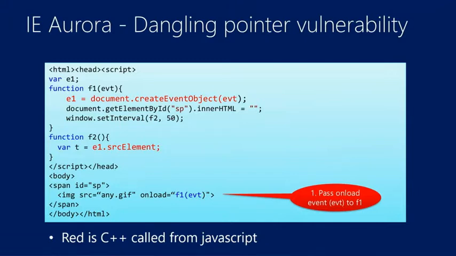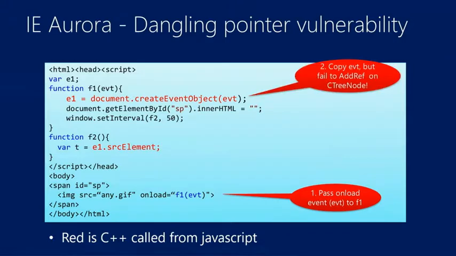So we're going to pass an onload event to a function, f1. Then we're going to copy that event data structure, and we're going to forget to do an add ref. Okay? Recall that all the red is written in C++.